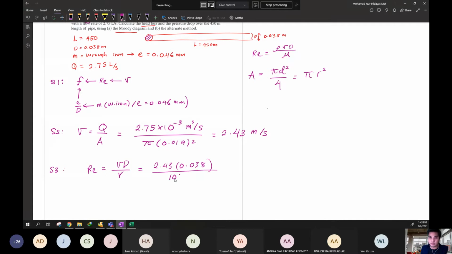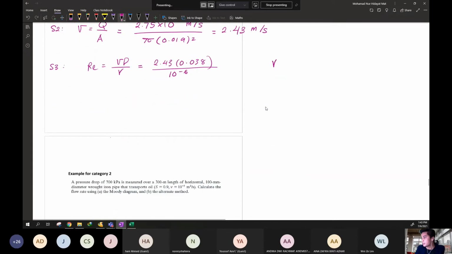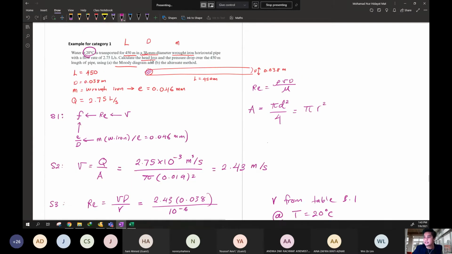Okay, this one you can get from the table, appendix section, Chengal book, table B1. You can get this nu, the viscosity, from table B1, appendix section, at temperature 20 degrees Celsius. You can see here, water at 20. Different temperature will give you different viscosity.